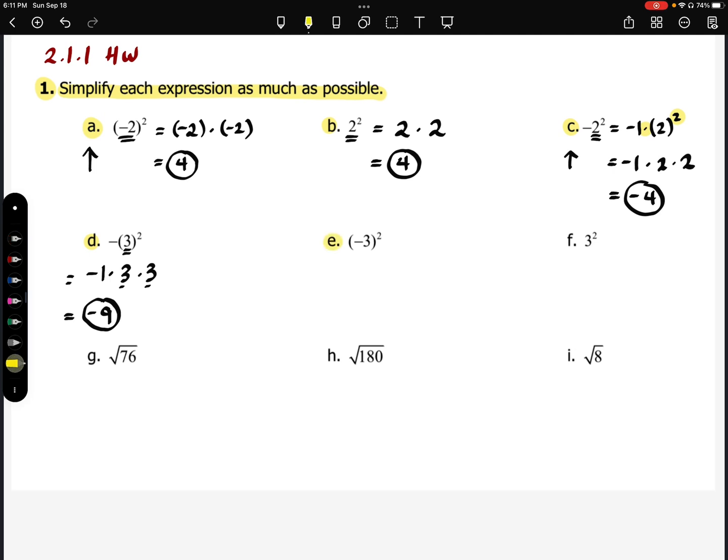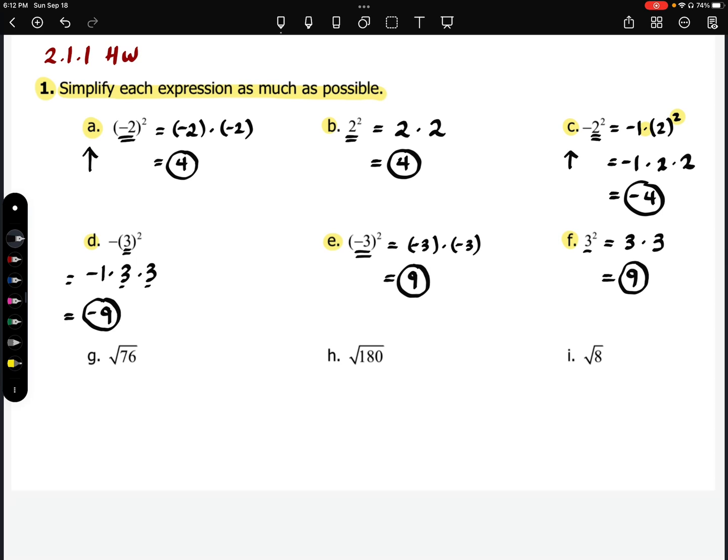Okay, we're at letter E now, right? Letter E, our base is -3. So this one's very similar to letter A, where we've actually got a -3 times a -3. Negative times negative is positive, and 3 times 3 is 9, so our answer is +9. Letter F, we've got 3 squared, so in this case the base is 3. This is simply 3 times 3, which is going to give us +9 as well.